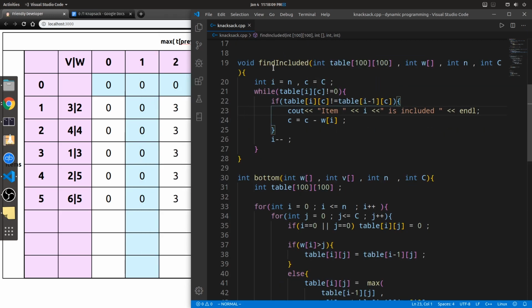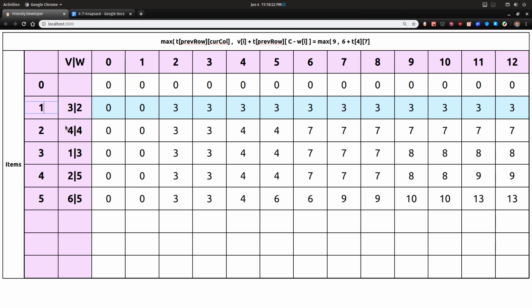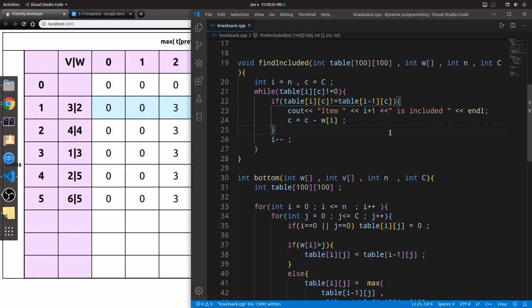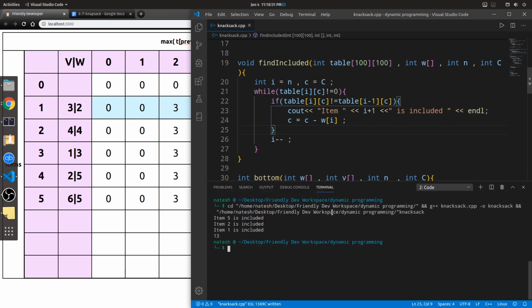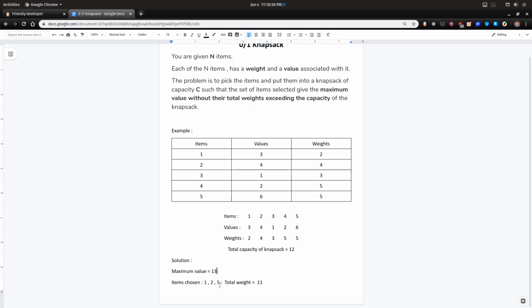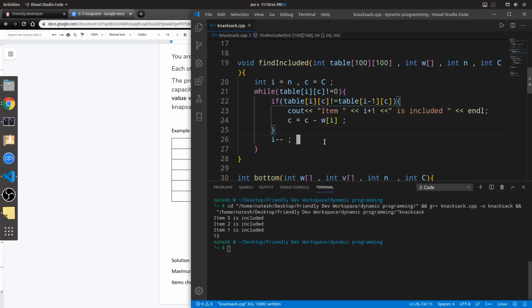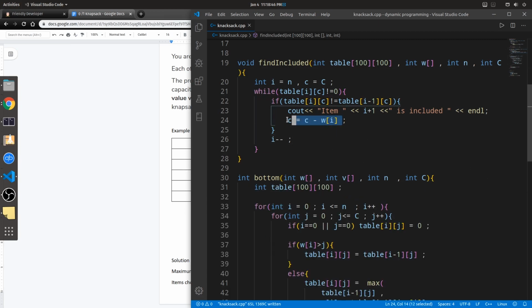I have just written the function above. Now when we are printing the included items, instead of printing the index, we can also print the number of the item. That corresponds to the conventions that we have followed here. Now if I execute this, you can see the same set of items are included: items 1, 2 and 5. Here also in the solution you can see items 1, 2 and 5 are included, which corresponds to a total weight of 11. If you want, you can also find the weight here by keeping one more variable.